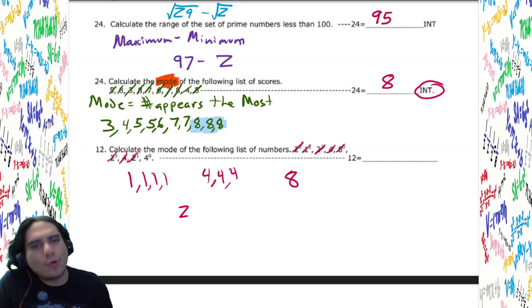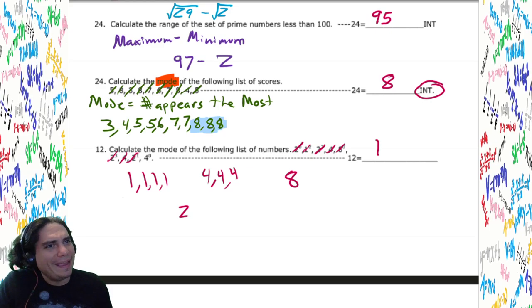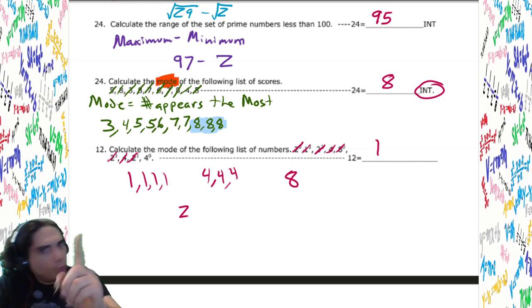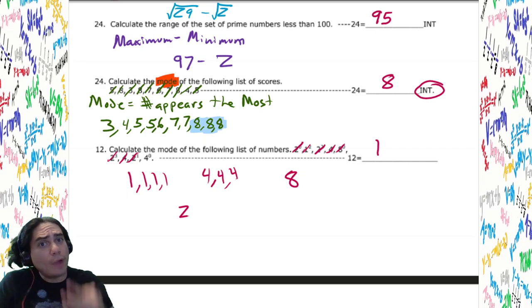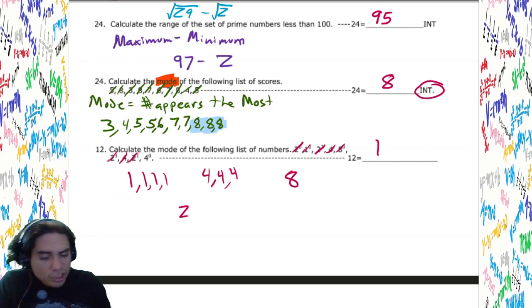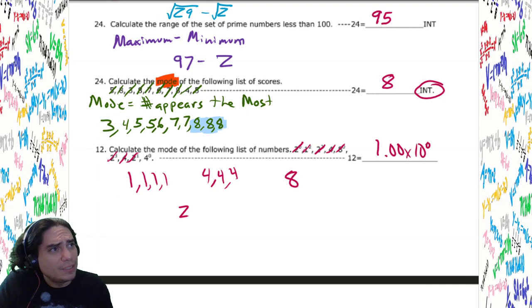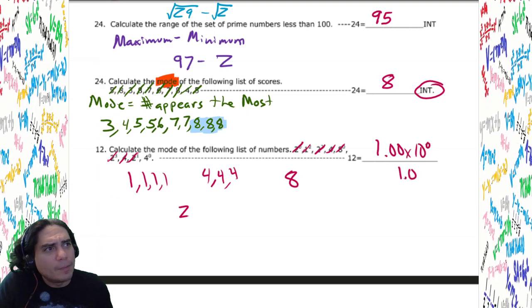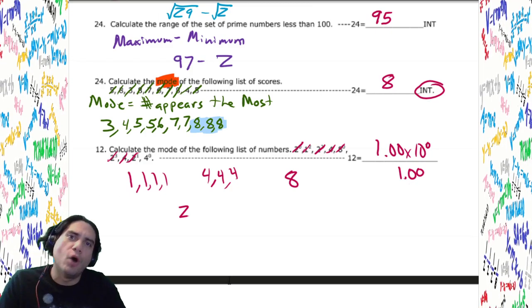So what's my mode right here? It's going to be 1. So you write down the number 1, right? And we're done, right? Wrong. This one does not say integer. You got to write your 3 significant digits. So we're going to write 1.00 times 10 to the 0. Or straight up, we write the number 1.00. We call it a day. We got some points added to our score. Now we know what the mode is, all right?